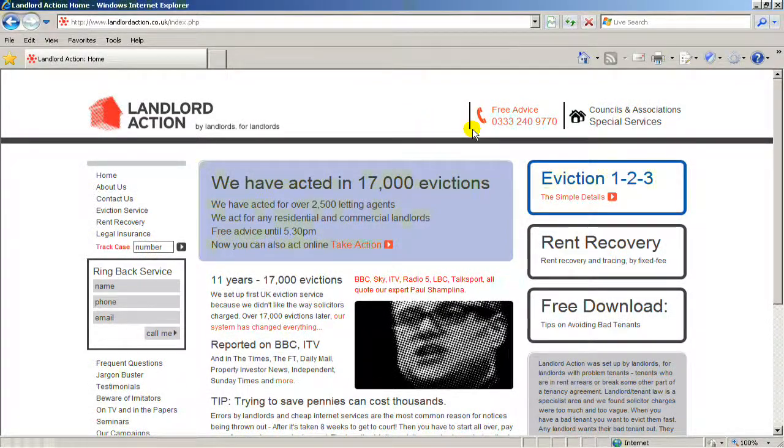You must decide whether to take possession proceedings under Section 8, claiming rent arrears, or go for what will probably be the quicker route and take accelerated possession proceedings under Section 21, whilst attempting to recover the rent arrears separately through a county court claim. Again, unless you're an experienced landlord, or even if you are an experienced landlord, I suggest consulting Landlord Action on 0333 240 9770 to discuss which eviction route to follow and why.